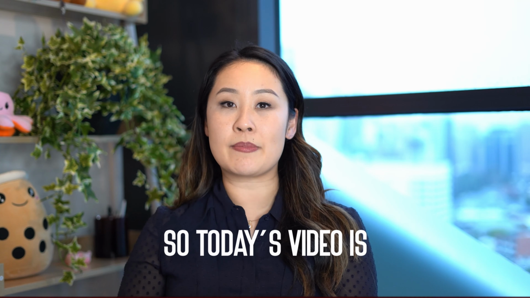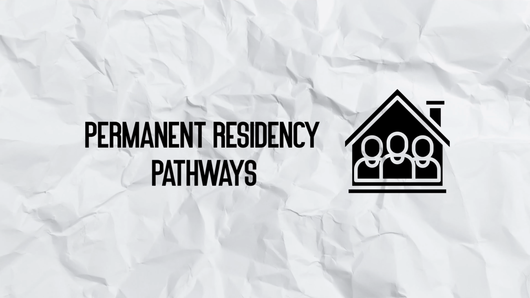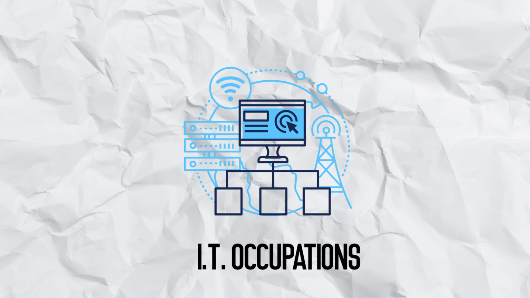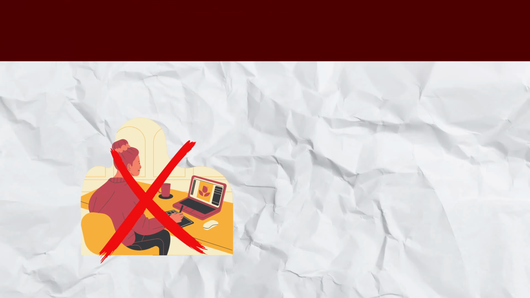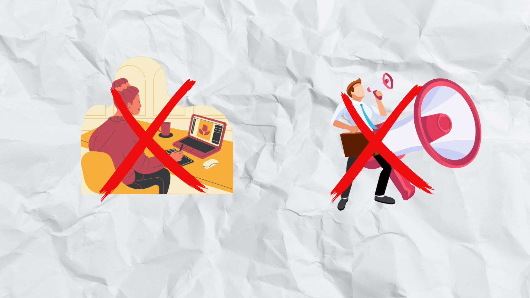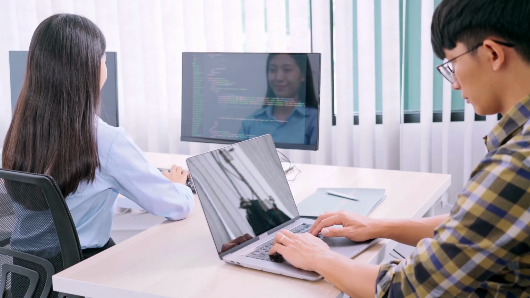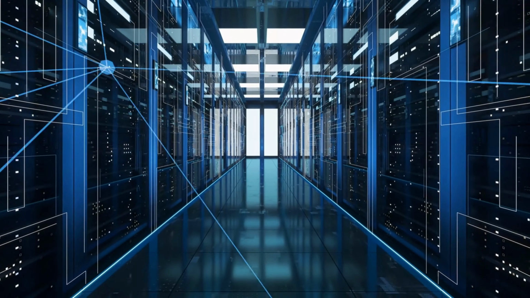So today's video is about permanent residency pathways for those who are in IT occupations. First of all, I just want to discuss what type of occupation we'd be talking about. IT occupations is very broad, but it is for those with a profession with an ICT major. So we're not talking about graphic designers or ICT sales representatives, for example. We're talking about software engineers, ICT business analysts, as well as computer network professionals.